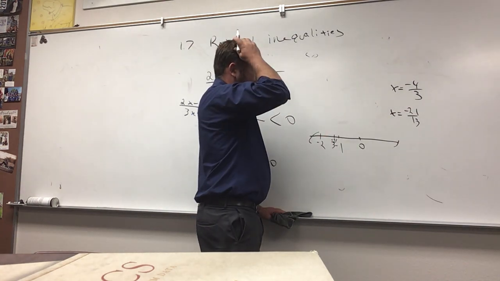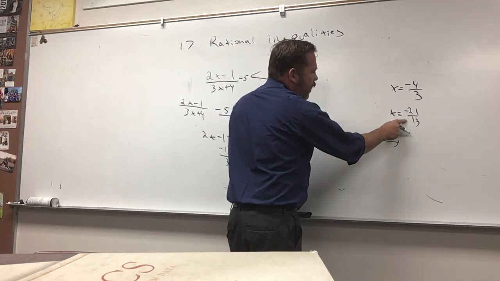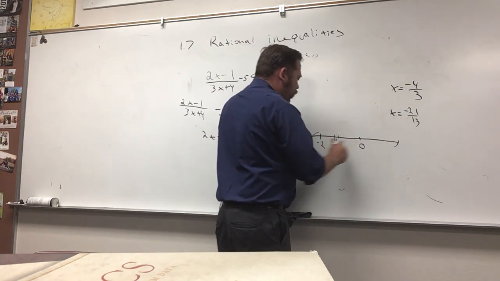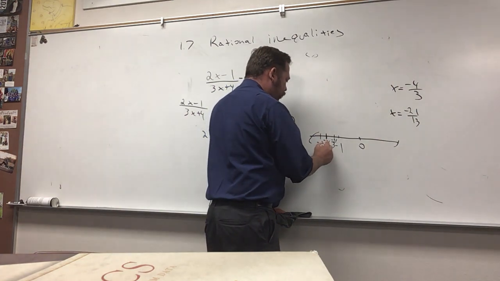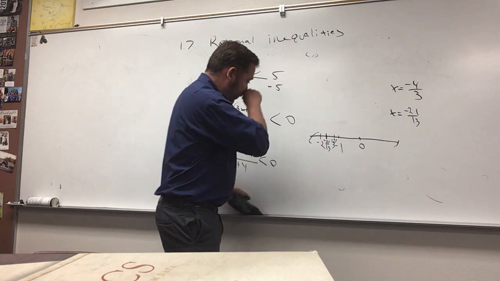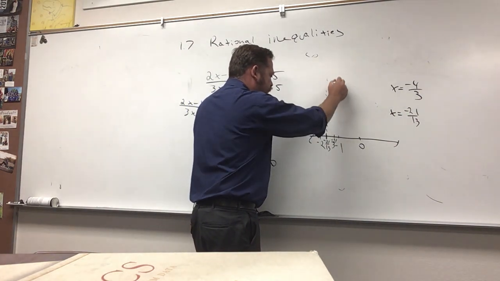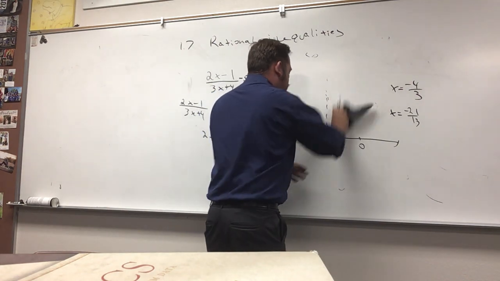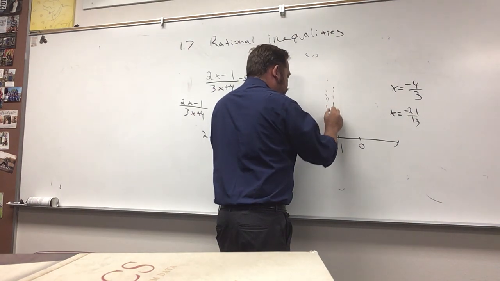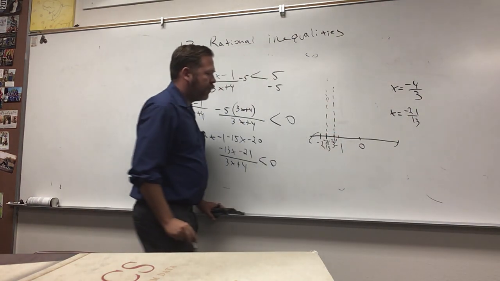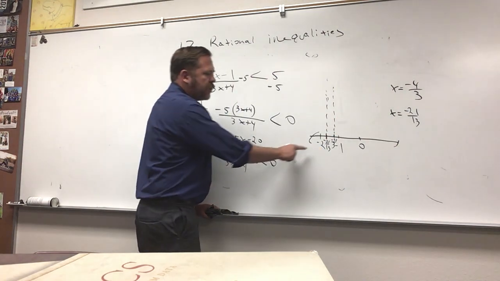And then negative 21 over 13, that is not quite negative 2, but it's a little smaller, so we'll put it right about there. Okay, so first, those numbers are going to define our regions. I have to test any number to the left of negative 21 over 13, and then a number in between the two of them, and then a number to the right. So first, let's just test negative 2.